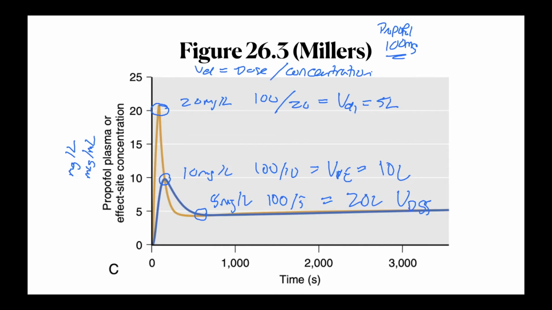Why is this important? It is important because it allows you to calculate a dose to reach a target concentration. So in other words, if you have a known volume of distribution, what we're going to do is reverse the formula, so that we can actually calculate what the dose should be to reach a specific target concentration.